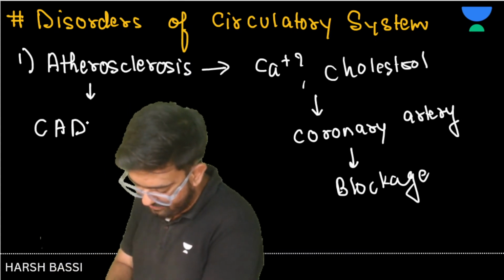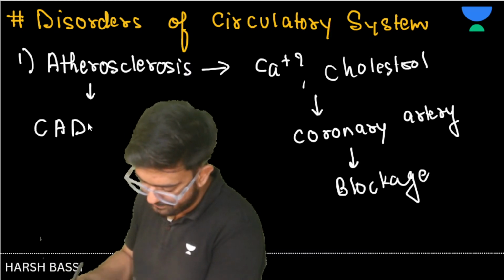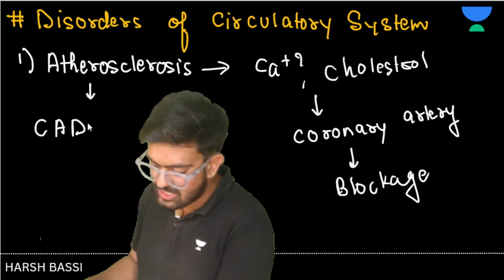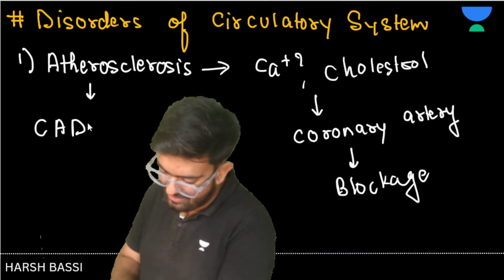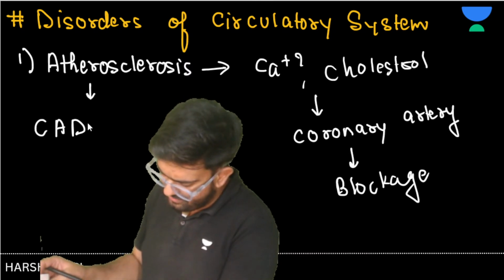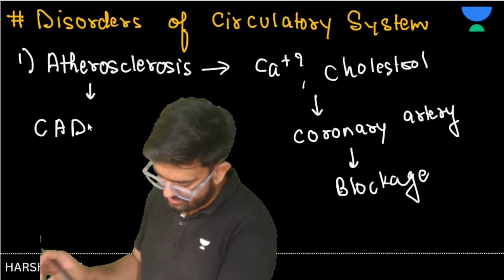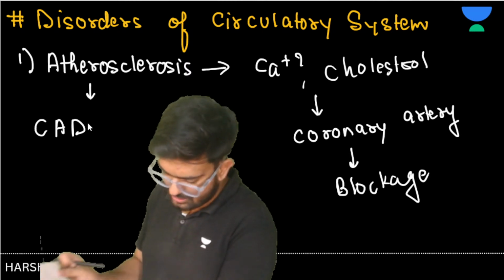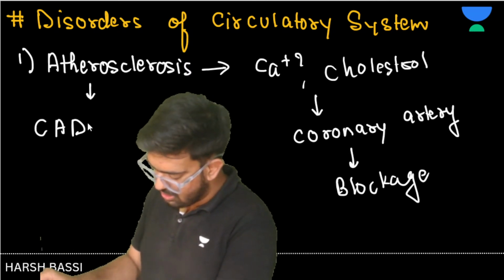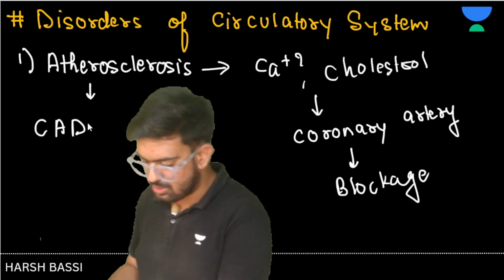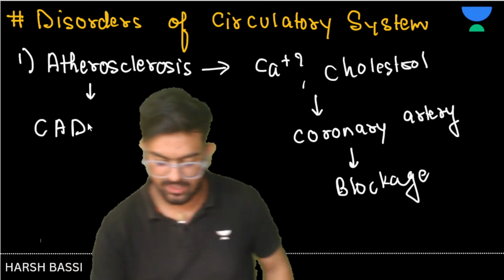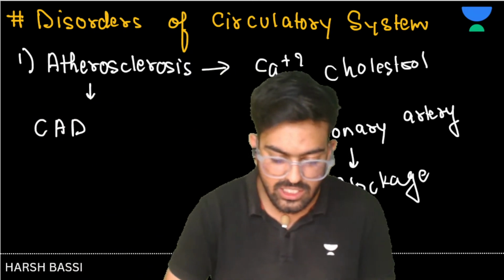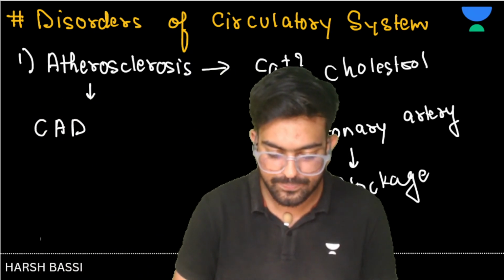Let me once check if I have left anything in the NCERT. There are more disorders, I will teach you in a second, but before that I'm just checking whether I have left something in NCERT or not. We have done almost everything, bachcho. Let's complete this. Coronary artery disease we have done. Angina and heart failure, let's talk about angina and heart failure.